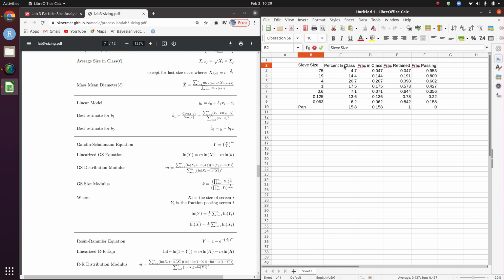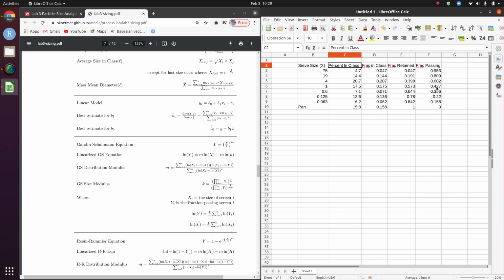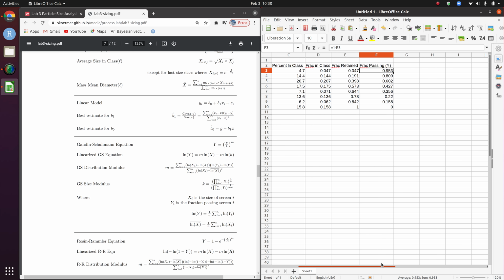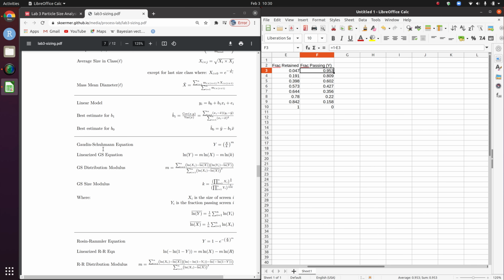First thing I'm going to do for sieve size, and remember this isn't the average size, it's the size for that class, I'm going to put an x. So that's our x. And for fraction passing, I'm just going to put a y here. So before any kind of log transformation, that's our x and our y. If you see an x or a y in these equations, specifically the Gaudin-Schuhmann and Rosin-Rammler, that's what you're going to use.